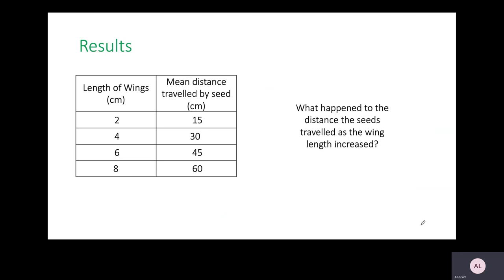So what happened to the distance the seeds travelled as the wing length increases? Well, as you look at our results, as the length of the wing increased, the distance travelled by the seed also increased. Okay, so if you put for your hypothesis increased at the end of that sentence, then your hypothesis and your results match. Okay.